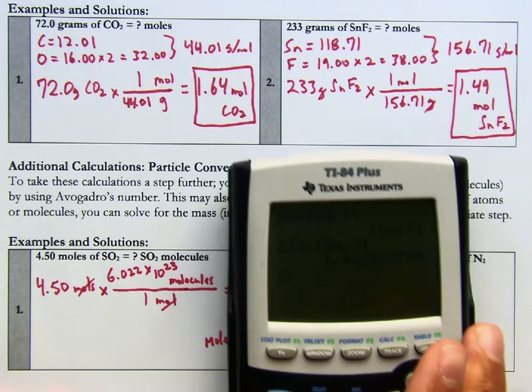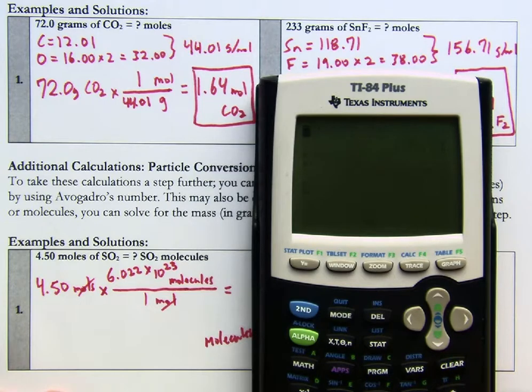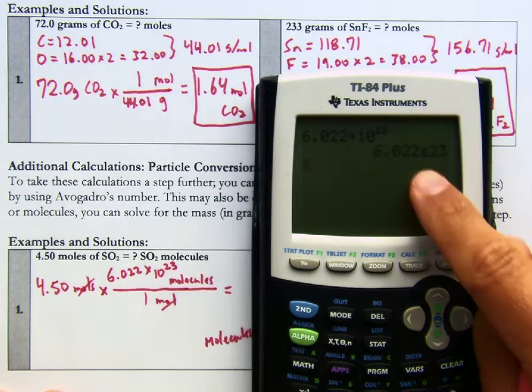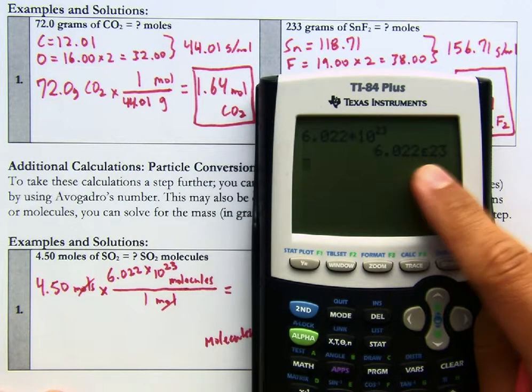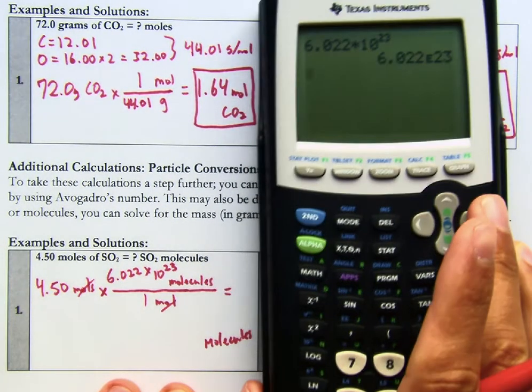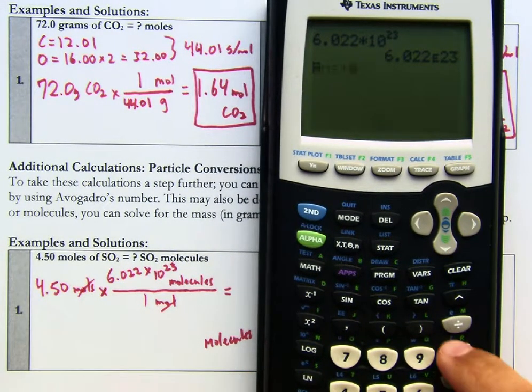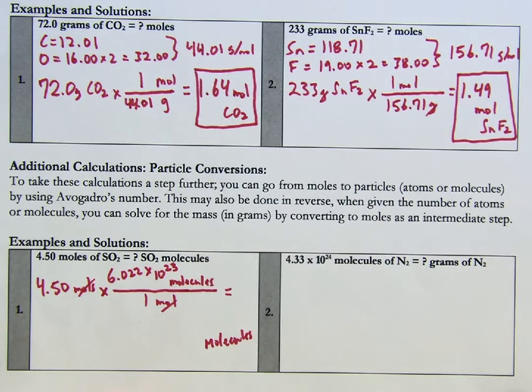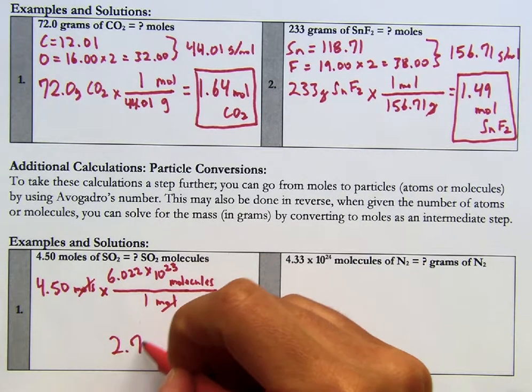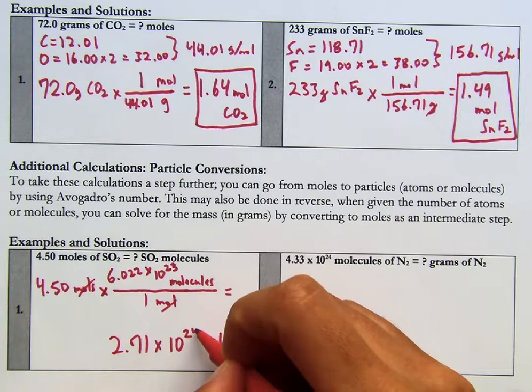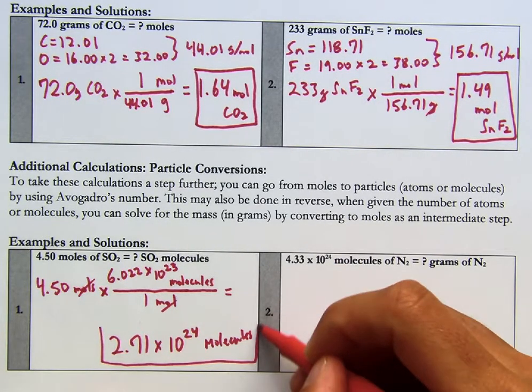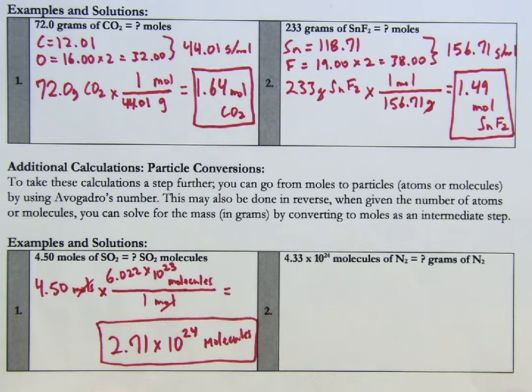So let's try it out here. 6.022 times 10 to the 23rd. Okay, this is Avogadro's number. So Avogadro's number times 4.5 gives 2.71 times 10 to the 24th molecules. So we just took how many molecules are in a mole and multiplied it by how many moles we have.